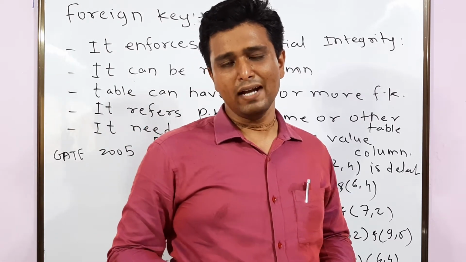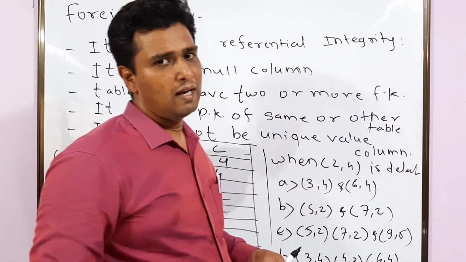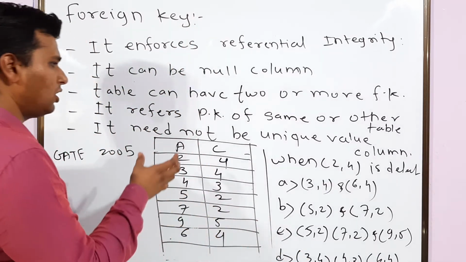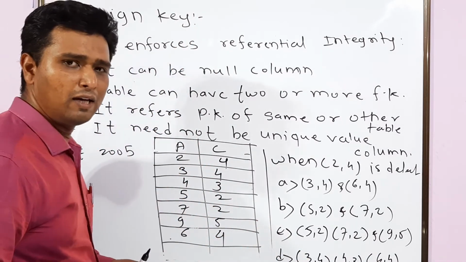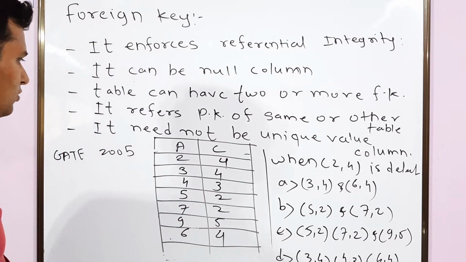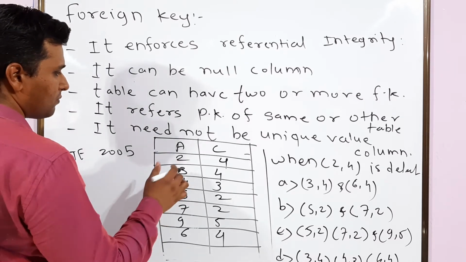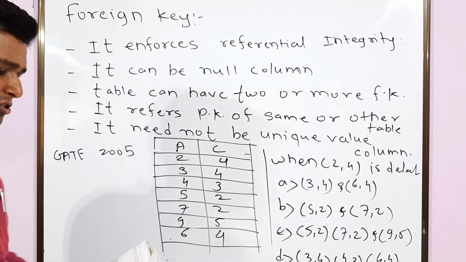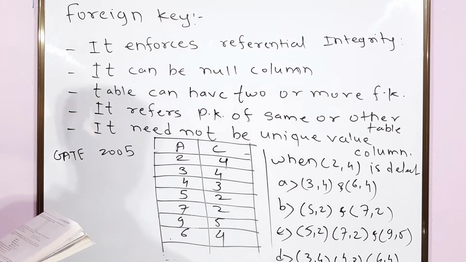It is very important, and it has three different types of relationships. Now first, it need not be a unique value column, it can have multiple values, because a foreign key can be repeated in different tables. Now this question was asked in GATE 2005. They have given that A and C are two columns, attributes, having the following values. They are asking for the set of all tuples that must be additionally deleted to preserve referential integrity when the tuple 2, 4 is deleted.